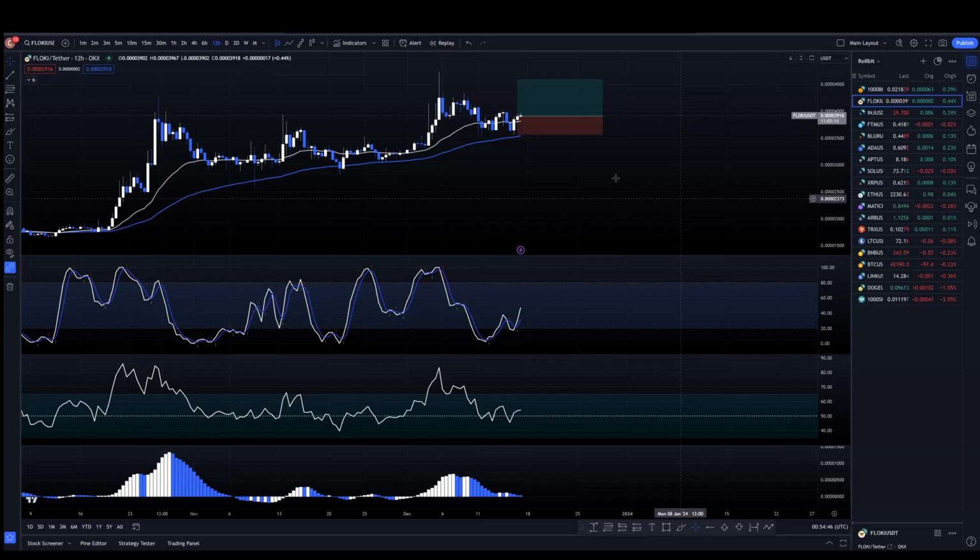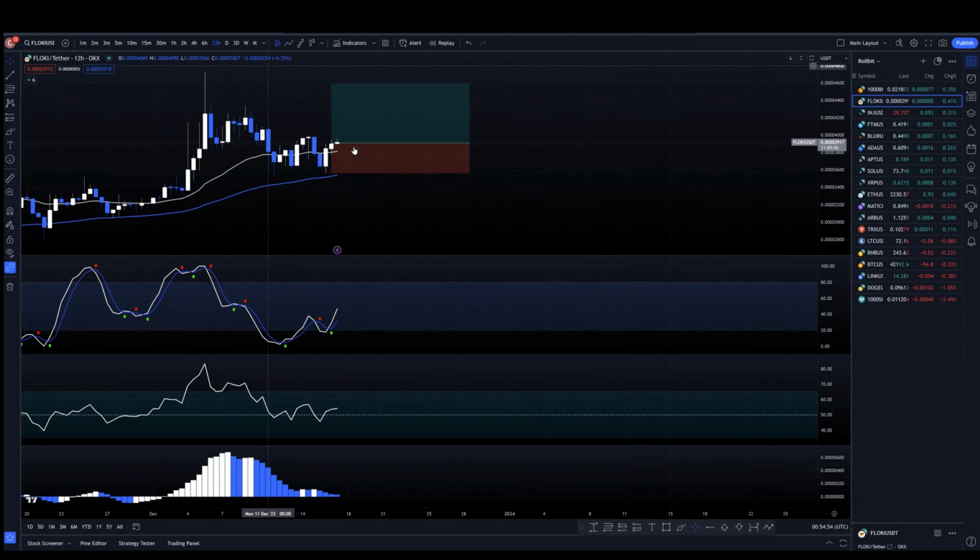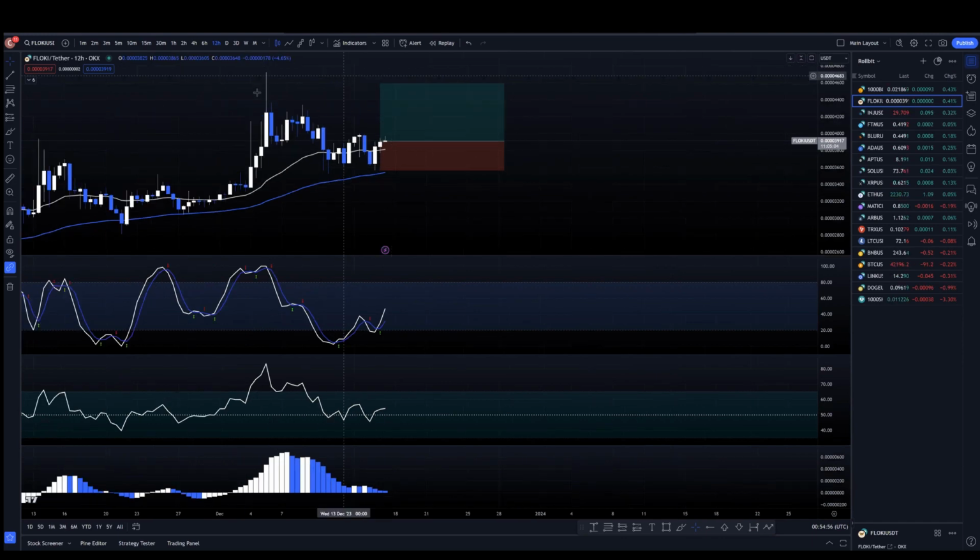All right, looks like we are recording. Pretty spontaneous, but figured I would share a trade example of this long on Floki I just entered.